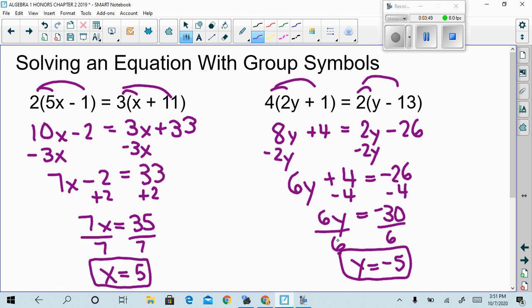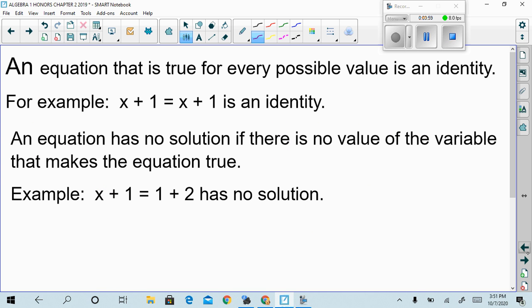So what we've done with our two-step and multi-step, we're now doing with variables on both sides. It just tells us to collect the variables to one side. Now comes the part that's slightly different. When an equation is true for every possible value, it's an identity. For example, x plus 1 equals x plus 1. It's the same on both sides, so that's an identity, which means that I can substitute any value of x. So x is equal to all real numbers, or some people might just call it infinite solutions.